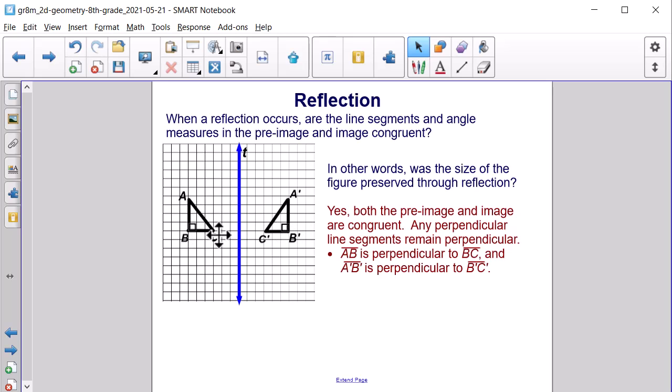Any perpendicular line segments remain perpendicular, is one example. Since AB is perpendicular to segment BC, then segment A prime, B prime is perpendicular to segment B prime, C prime. So because all of the angle measures and the slopes of the lines are preserved and the distances from one point to another are all preserved, reflections allow for diagrams or pre-images and images to remain congruent.